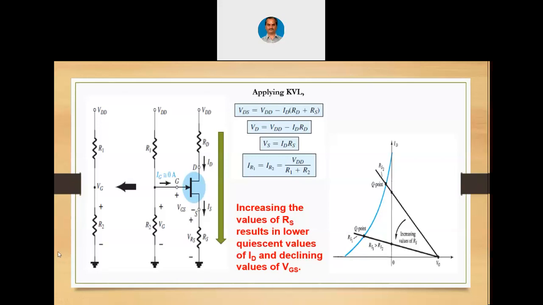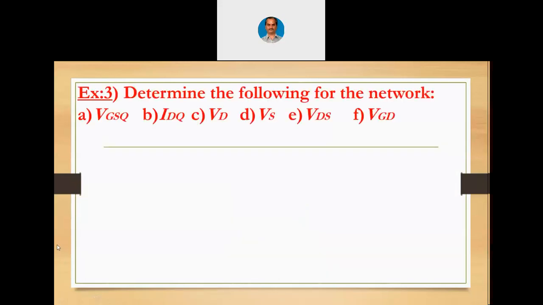Let us solve an exercise based on this voltage divider bias. Can you solve this to some extent? I want you people to quickly plot the transfer curve. Later on, I'll help you in obtaining the Q point. At least the transfer curve part, you must be able to solve it. Let me admit the students. Okay.